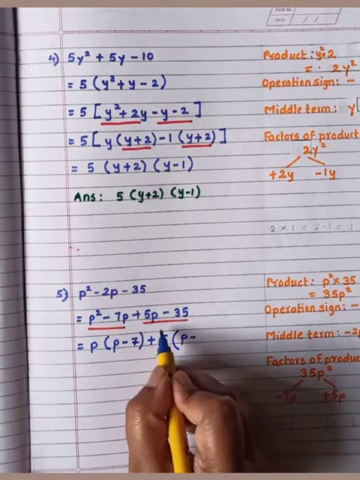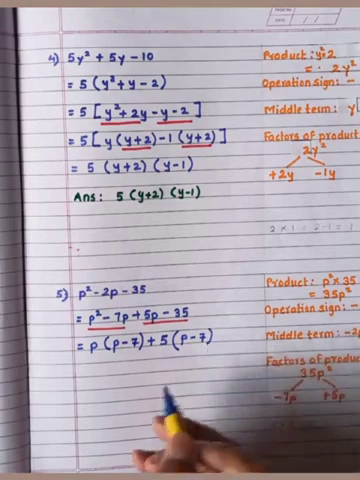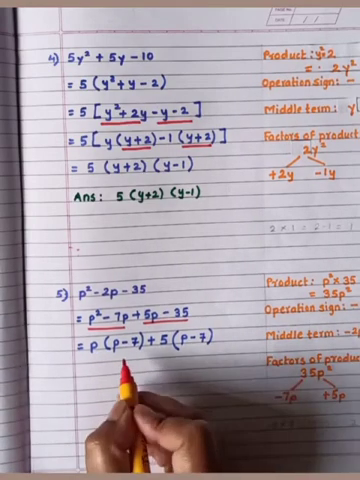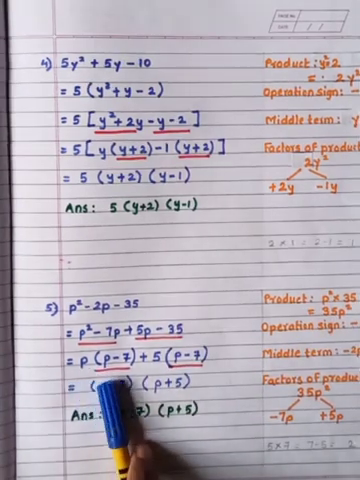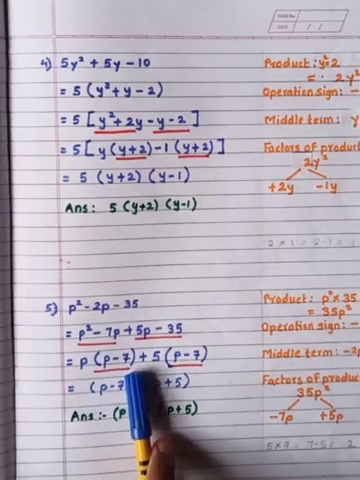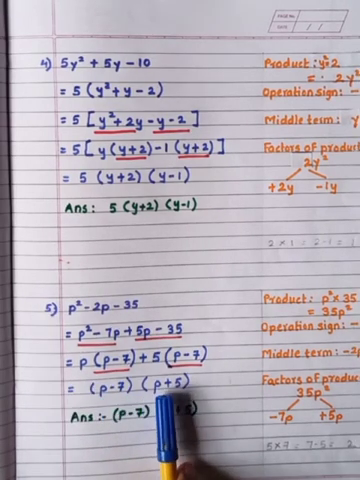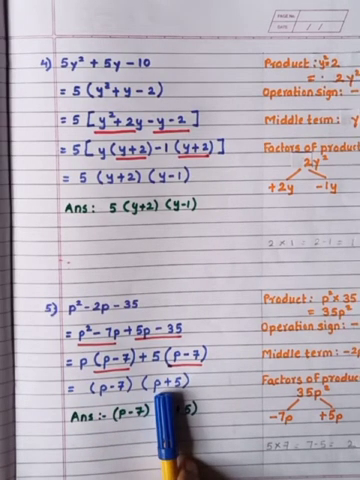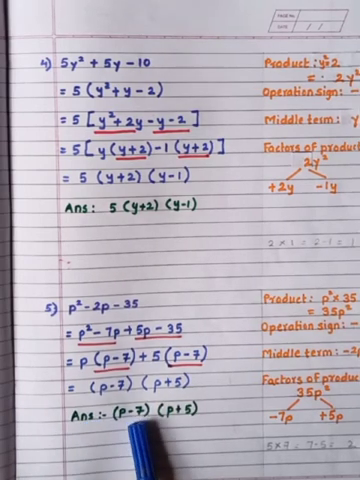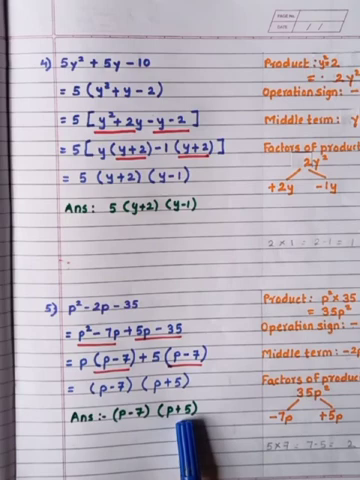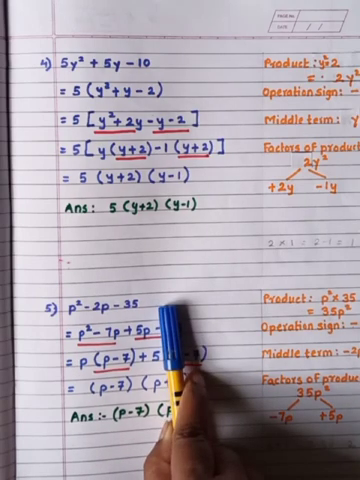P minus 5 7s are 35. So here it will come 7. Okay. Now we got the bracket same, which is p. Now we will write this common bracket once, that is p minus 7, and the next bracket it will come p plus 5. Okay. So answer is p minus 7 and p plus 5 for the given quadratic trinomial.